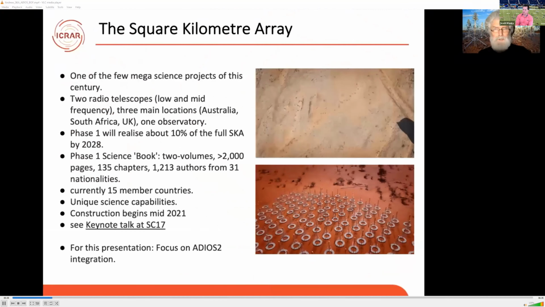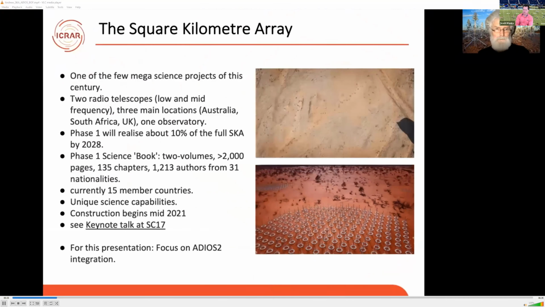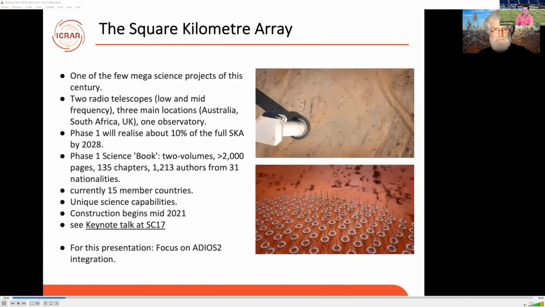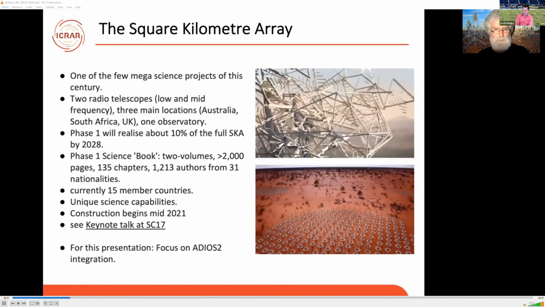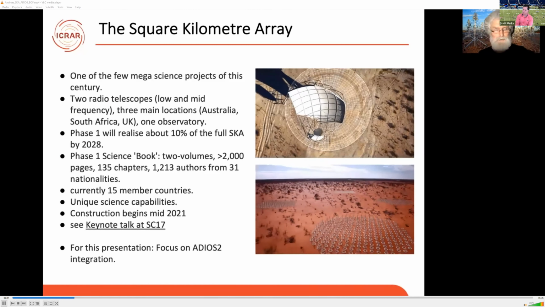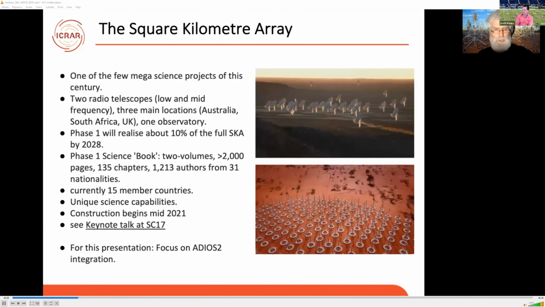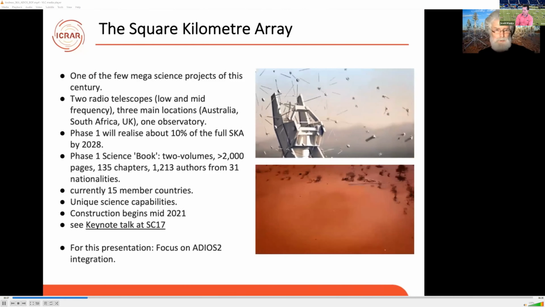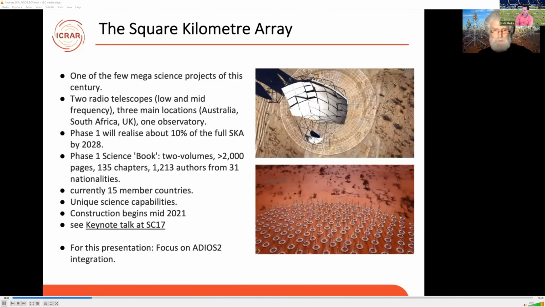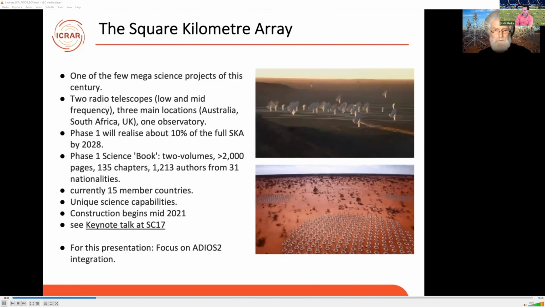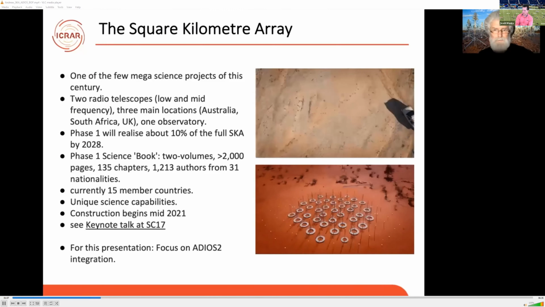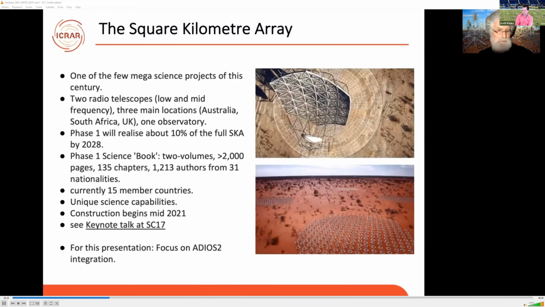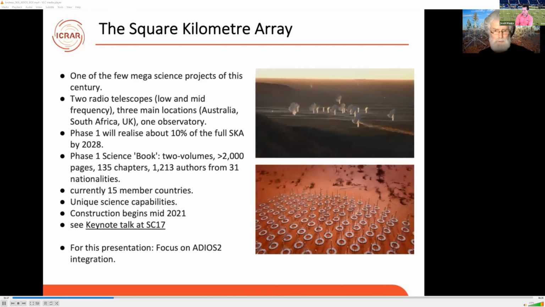Let me first introduce the Square Kilometre Array. The SKA will be one of the few mega science projects of the century. It will consist of 2 radio telescopes, one in Australia, a low frequency telescope, and one in South Africa, a mid frequency telescope. The headquarters will be based in the UK. Phase 1 will realize about 10% of the full SKA by 2028. And the Phase 1 science books consisted of 2 volumes, more than 2,000 pages, 135 chapters, and more than 1,200 authors from 31 countries. Currently, there are 50 member countries in the intergovernmental organization. Construction will begin mid of 2021.